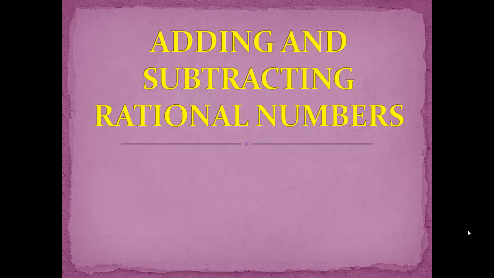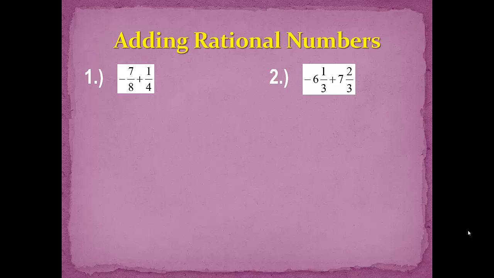Today's lesson is on adding and subtracting rational numbers. First, we'll look at adding rational numbers. So for number 1, we have negative 7/8 plus 1/4. The first thing we need to do is find a common denominator.